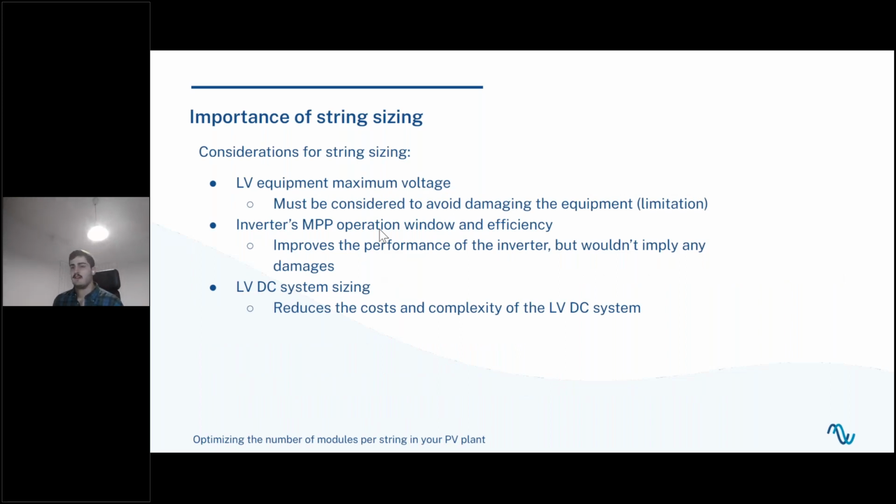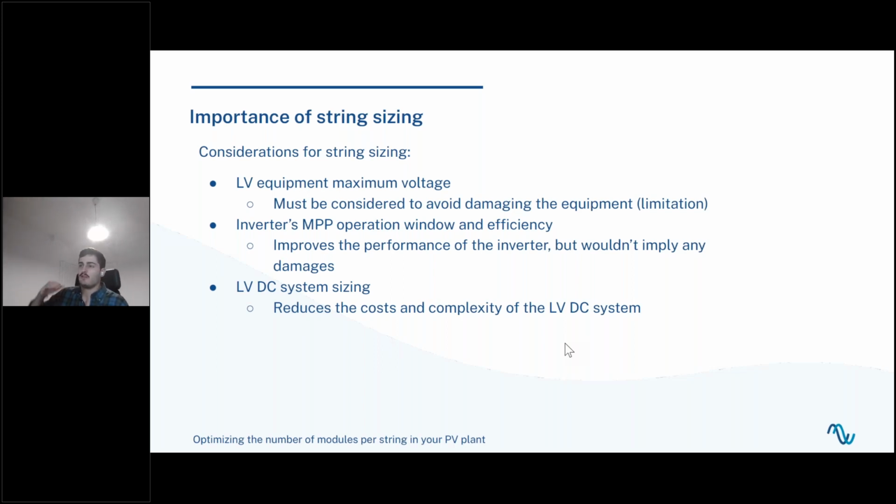So with these two things being said, we can conclude that when we are trying to define the optimal string size for one of our designs, we have here a kind of a trade-off, because we have seen that we want to be within the operation window of the inverters, and we also want to have the maximum efficiency of the inverter. So we want to be within those ranges, but also we want to reduce the costs and the complexity of the low voltage DC system.